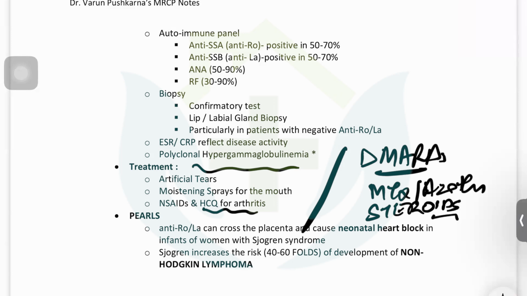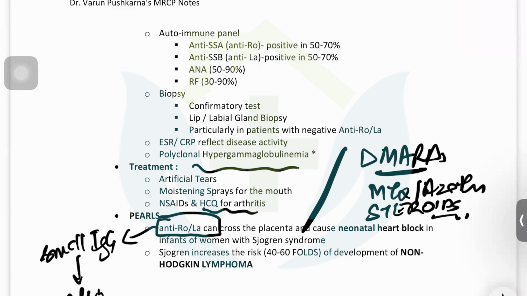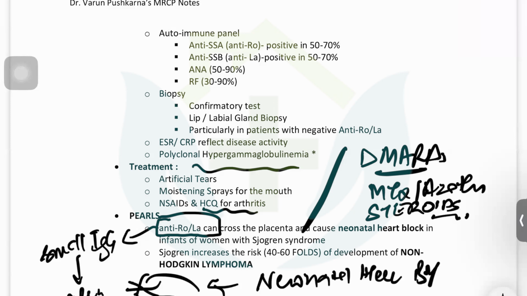So everything is doable. So the point of note here is that anti-Ro and La, they are notorious small-sized antibodies which can cross from placenta, and they have affinity for the conduction system of the heart. They damage it, leading to neonatal heart block. Okay? So neonatal heart block can be seen. There is 40 to 60 times risk of development of non-Hodgkin's lymphoma.